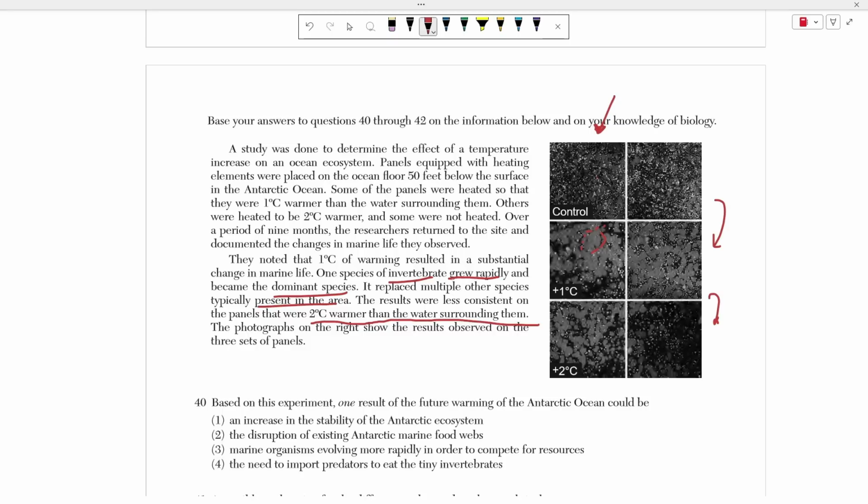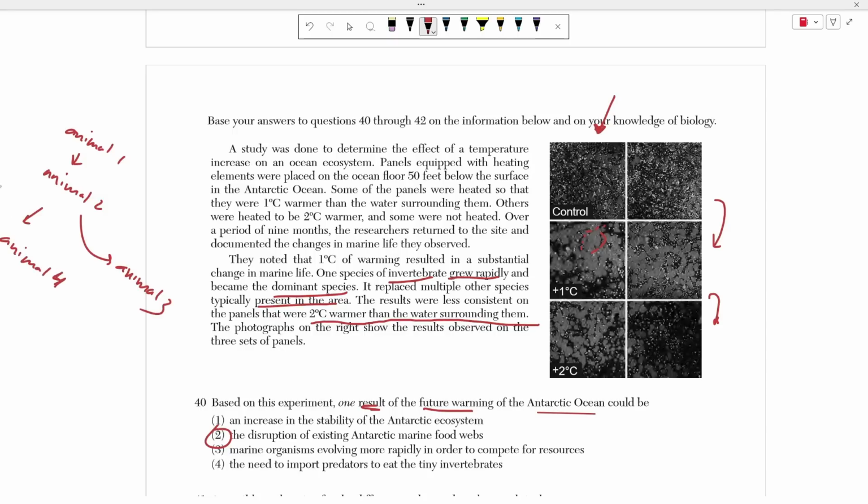That's an issue because you want environments to be very biodiverse. So it decreases biodiversity in response to an increase in temperature, which shows that future warming of the Antarctic Ocean could result in a disruption of the existing Antarctic marine food web, because if you increase the temperature, you have a decrease in the biodiversity, which is ultimately going to impact the food web. Because now, a food web is animal 1 eats animal 2, who's eaten by animal 3 and animal 4.